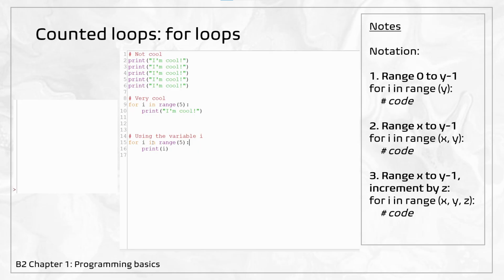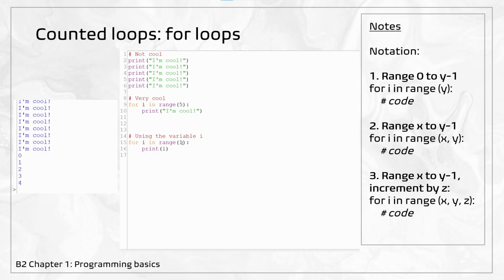So remember, I starts at 0, and each time the loop is repeated, I increases by 1. So I would take the values 0, 1, 2, 3, and 4. The important thing to note is that when it hits 5, it doesn't execute the print statement over here. So let's try running this, and we can see it goes from 0, 1, 2, 3, 4, and it skips 5.